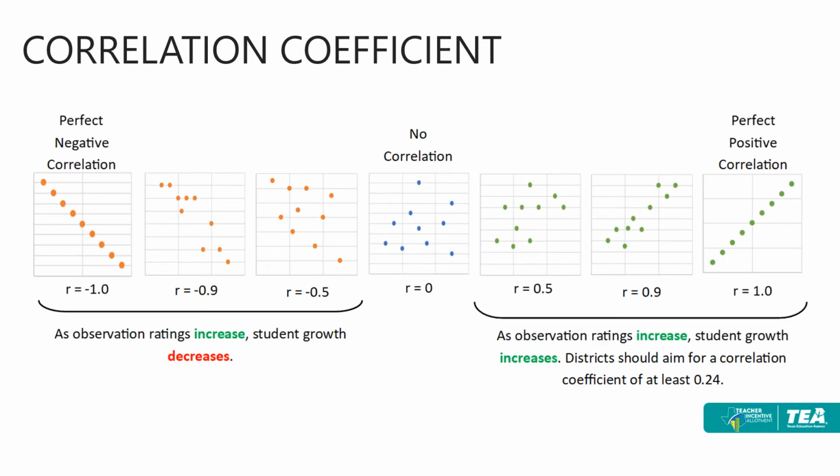A useful term to know when we're talking about correlation is correlation coefficient, or R. Correlation coefficient describes how strong the relationship is between two factors.